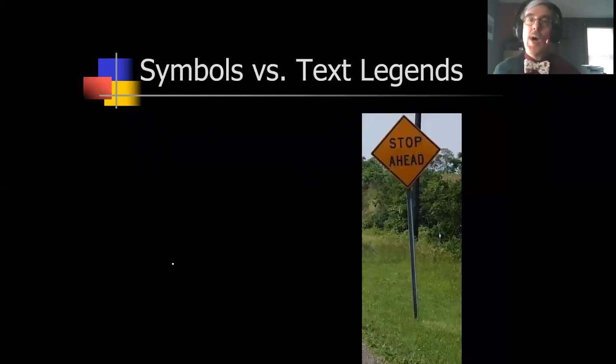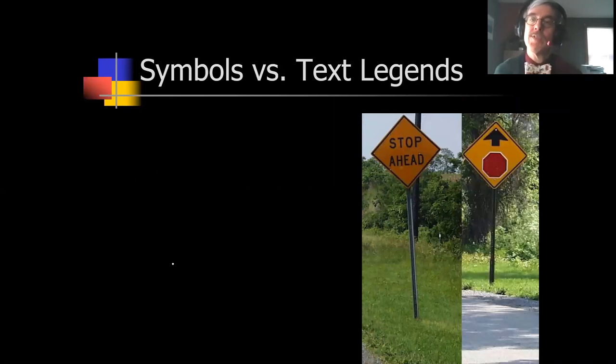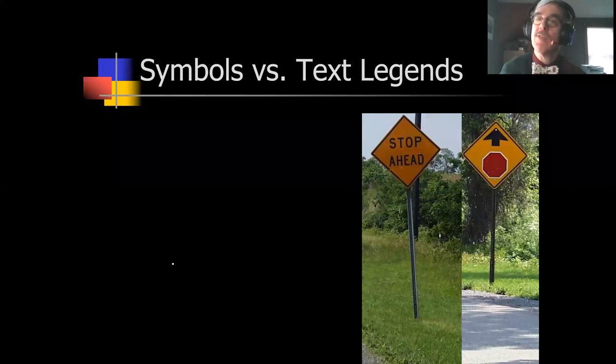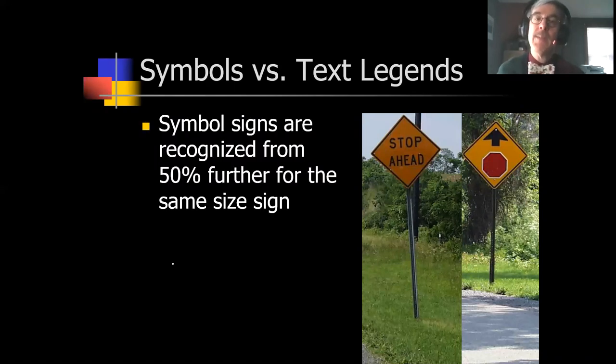Now, why did we put symbols before we put legends? Why is it preferred to have the one on the right versus the one on the left? What do you think? Language barrier? I hear that a lot. Quicker understanding. Yeah, there you go. It turns out symbol signs are recognized 50% further if they're good symbols. So that's why. It's not because of whether people can read or not. Most of us know the words, even if we don't understand the language. But the symbol signs are easier to understand. Hey, that's a stop ahead. Now, that's a good symbol.